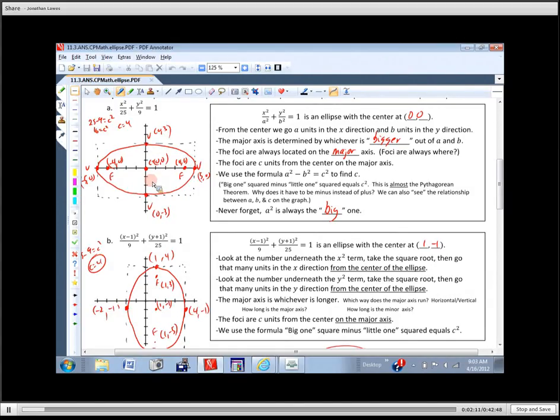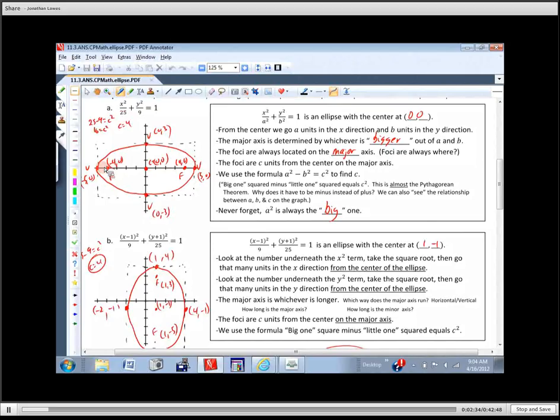Okay. And then there was this little formula that helps us figure out how far the foci are from the center, and it's a squared minus b squared equals c squared. It's like the Pythagorean theorem, but it's a minus rather than a plus. Can anybody remind us why it's got to be a minus rather than a plus? Yes? It has to be inside. Very good.